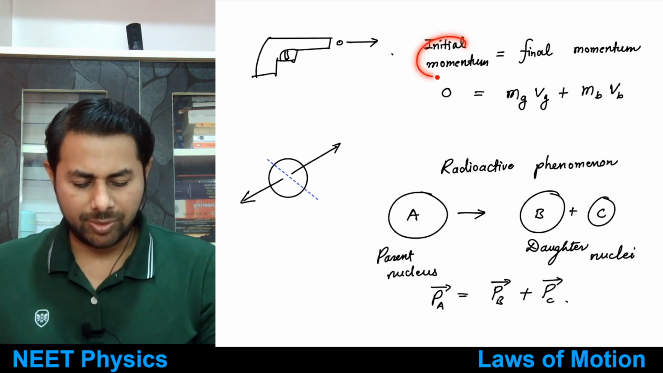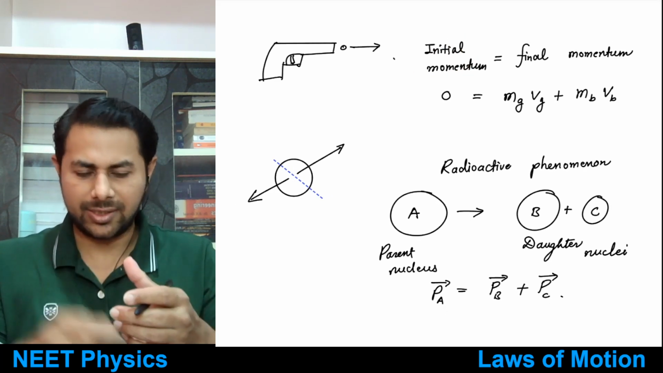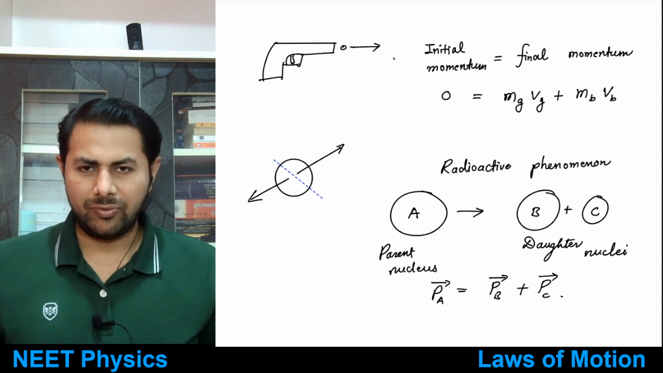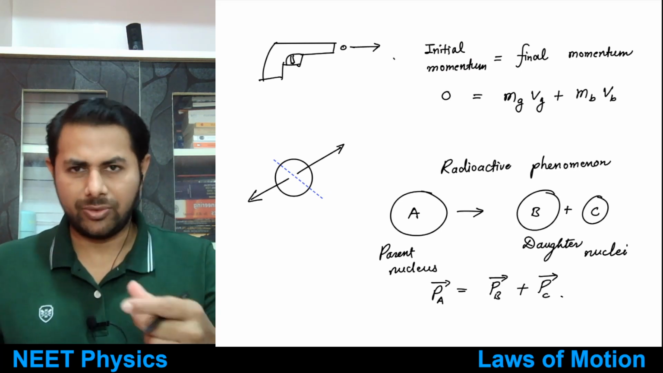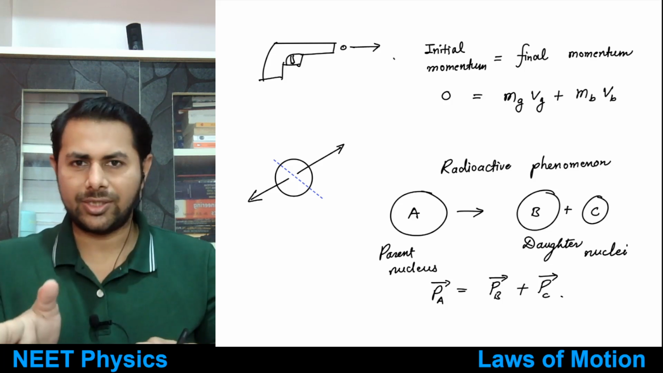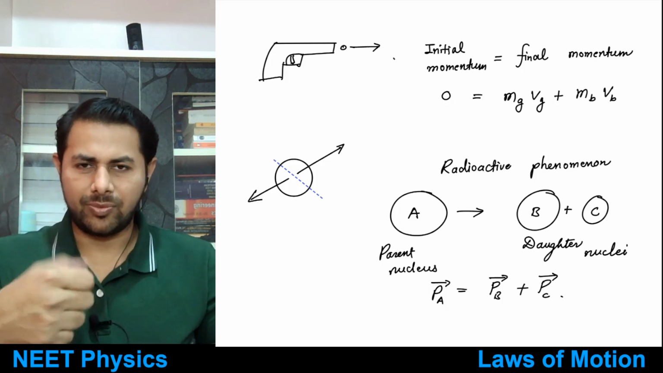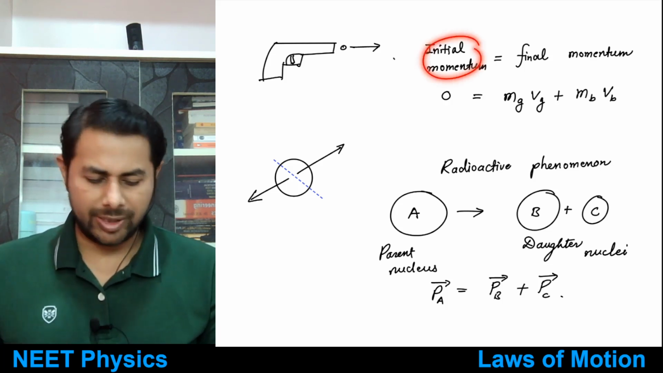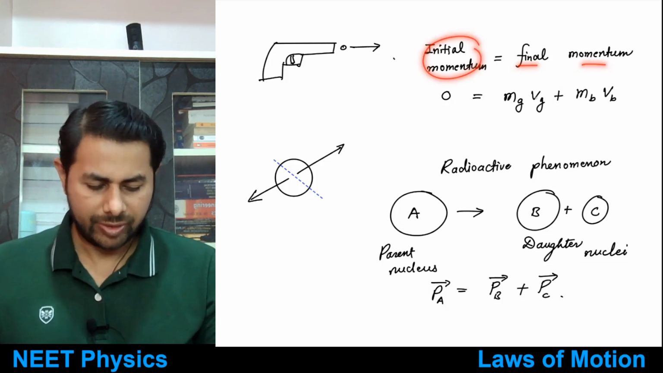So total initial momentum is equal to 0, because the gun is at rest, and the bullet inside the gun is also at rest. Then you exert a force on the bullet in the forward direction. So the bullet also exerts a force on the gun in the backwards direction. So total initial momentum is 0. Total final momentum will be equal to what?